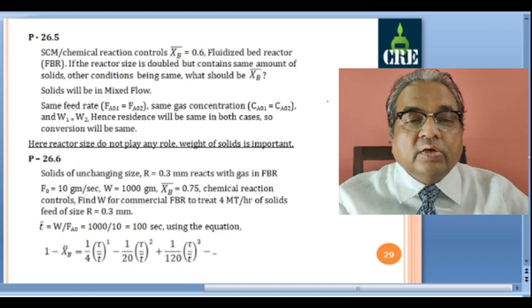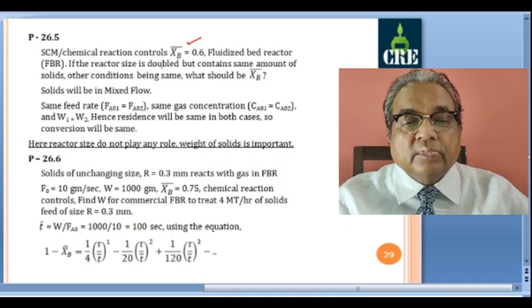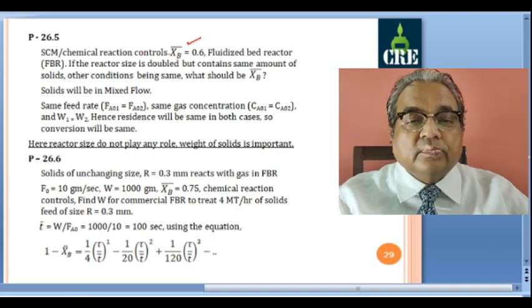Next problem: shrinking core model, chemical reaction controls. Here the mean conversion is given as 0.6, that is 60% conversion, in a fluidized bed reactor. This mean value XB bar is for a single size but all ages. There is a residence time distribution, so we say all ages.